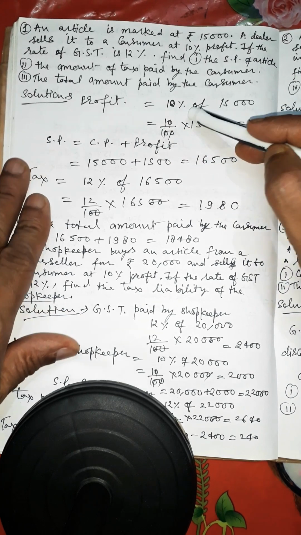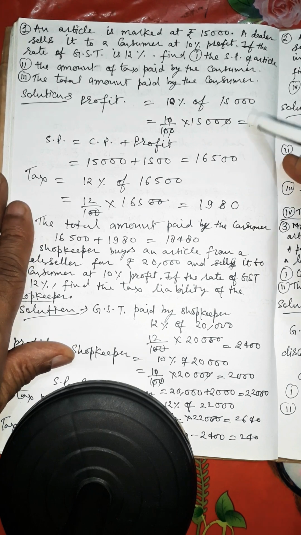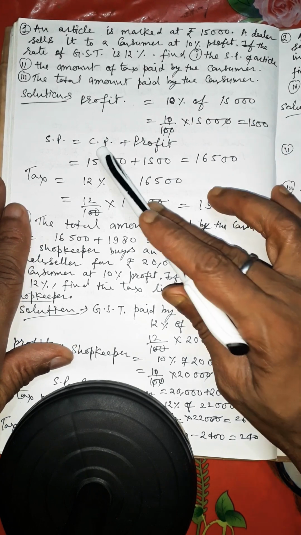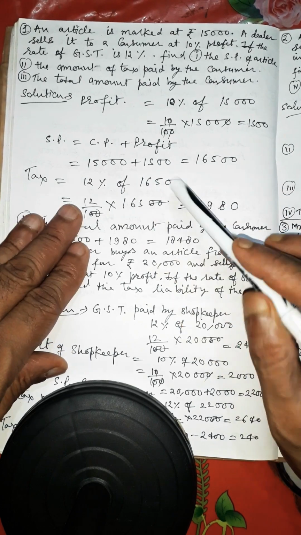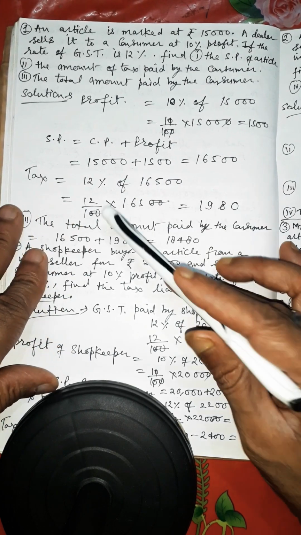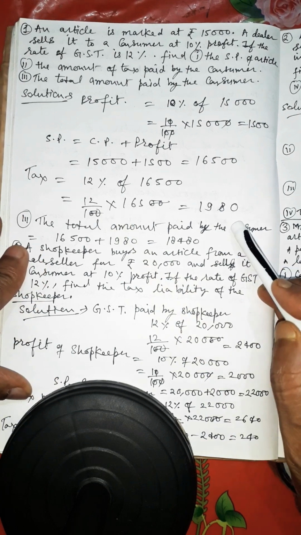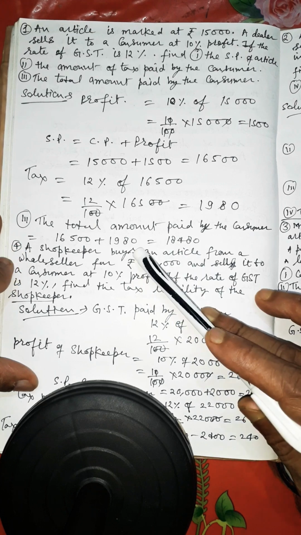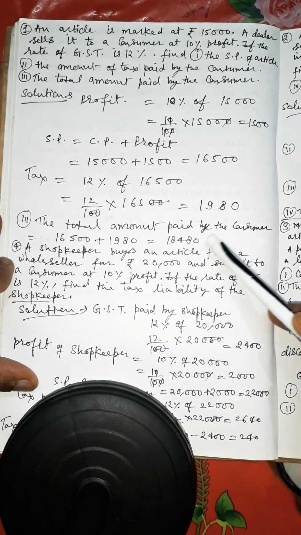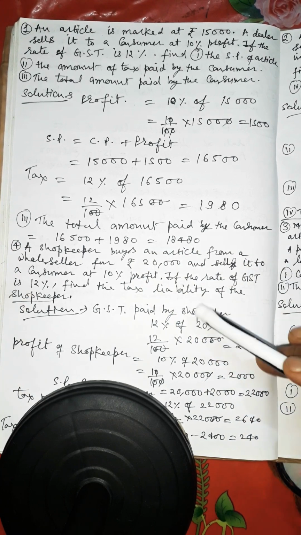Profit is 10% of 15,000, which is 1,500. SP is CP plus profit, which is 16,500. Tax is 12% of 16,500, which is 1,980. Add this. The total amount paid by the consumer is 16,500 plus 1,980, which is 18,480. Next sum.